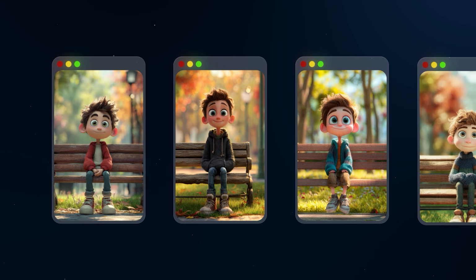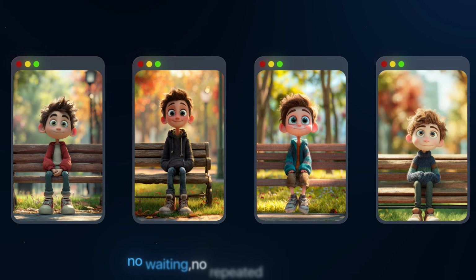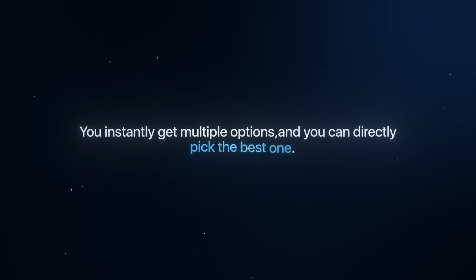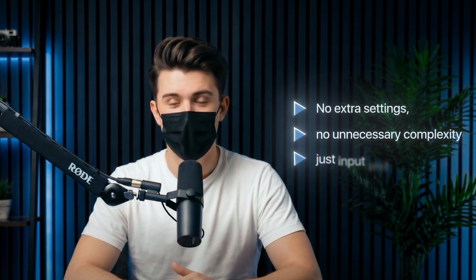Now the real strength of this tool, multi-output generation. From a single prompt, it generates 4 images at once. That means no waiting, no repeated generations. You instantly get multiple options and you can directly pick the best one. Because of this, your workflow becomes faster. No extra settings, no unnecessary complexity, just input and output. If you want speed and faster decision-making, Meta AI is a smart choice.